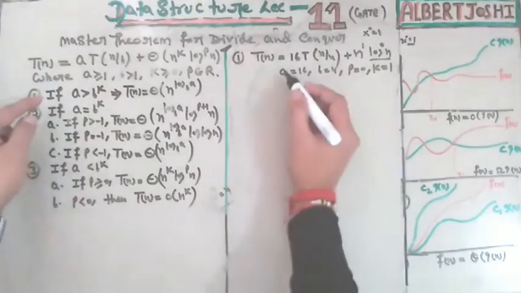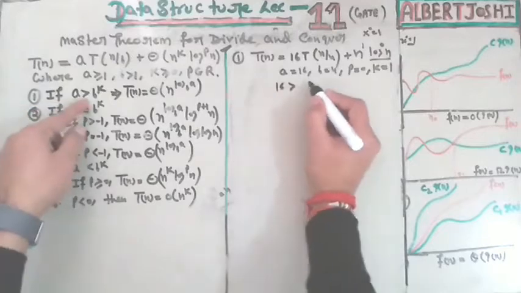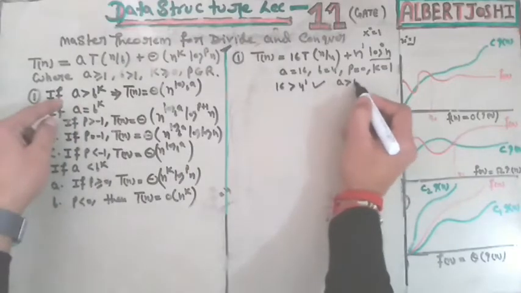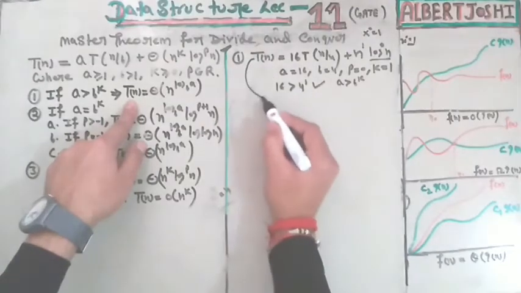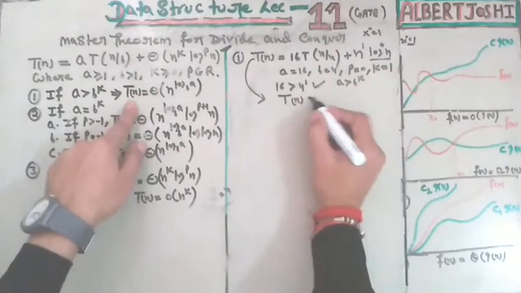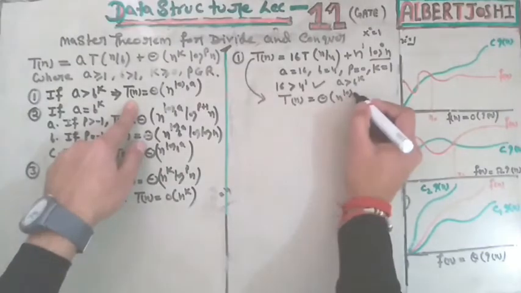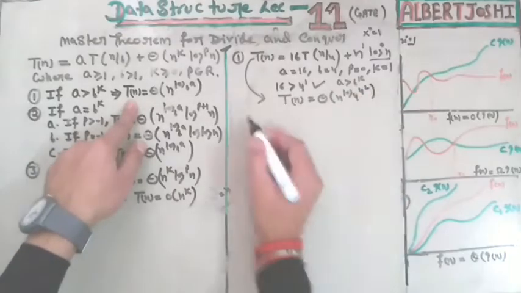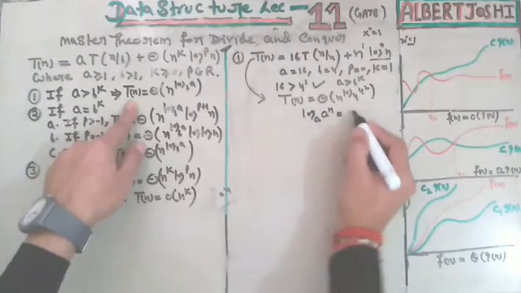Now we check which case holds. a is equal to 16, and b^k is 4^1, so a is greater than b^k. This condition is satisfied, so we can directly write the time complexity: T(n) is theta(n^(log_b a)), which here is n^(log_4 16). We know that log_a a = 1, and 4 squared is 16.